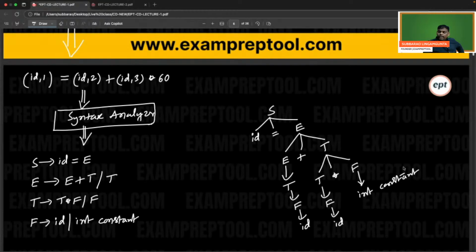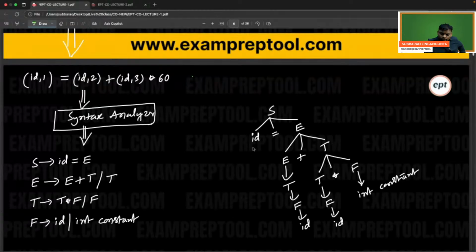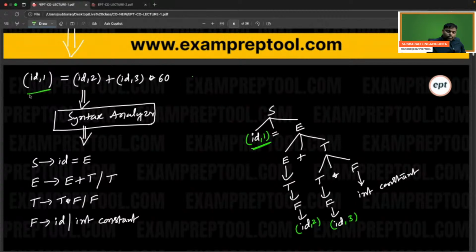F goes to integer constant. Some people may not be getting it, but I guarantee you will get it. I know you will get it. So this is ID1. This is ID2. This is ID3. Remember, this is ID1. See this one, first is ID1.